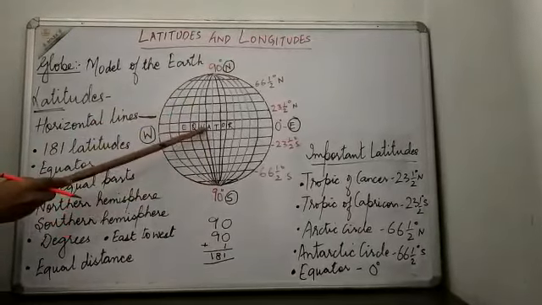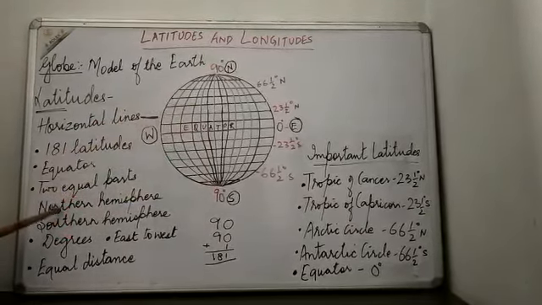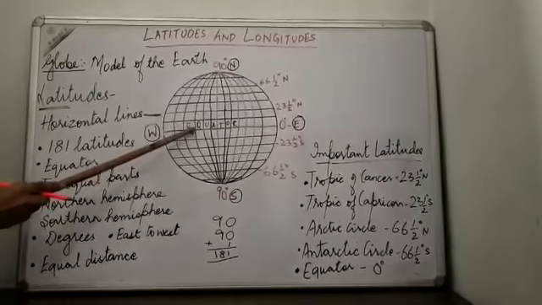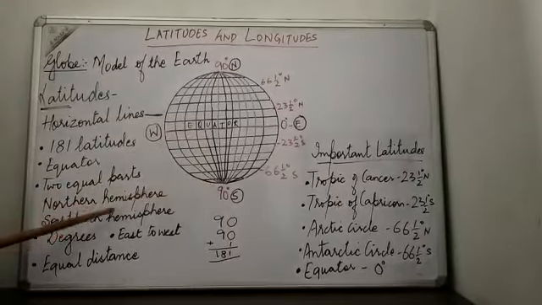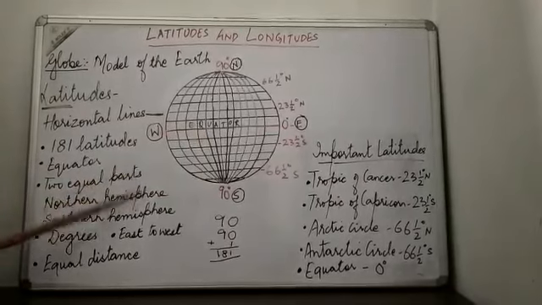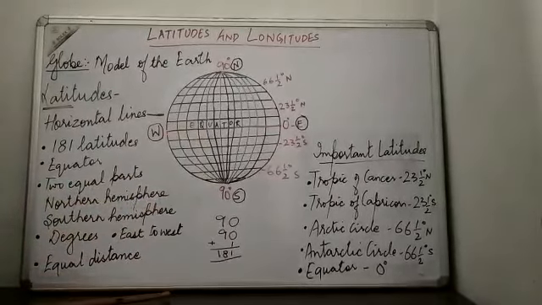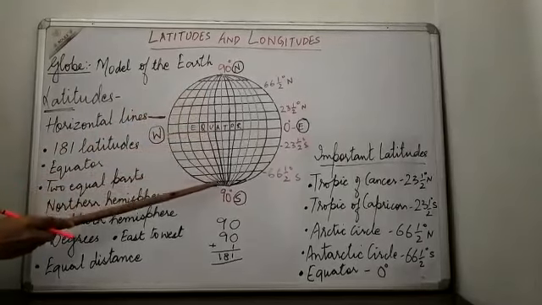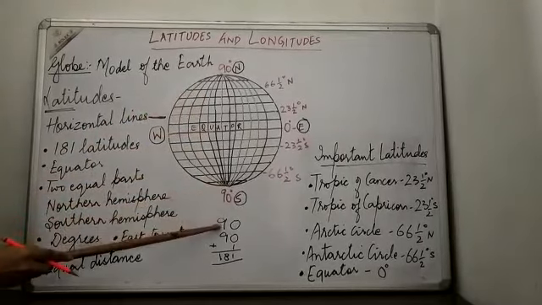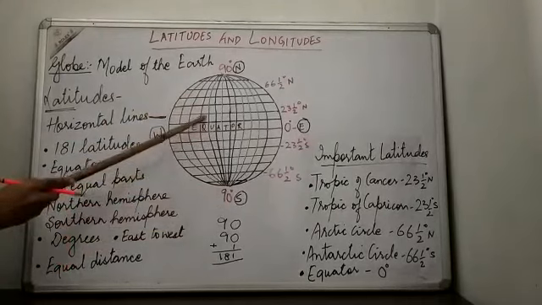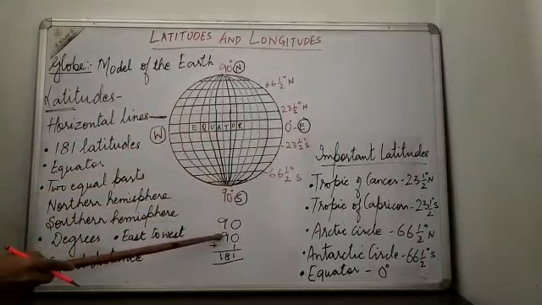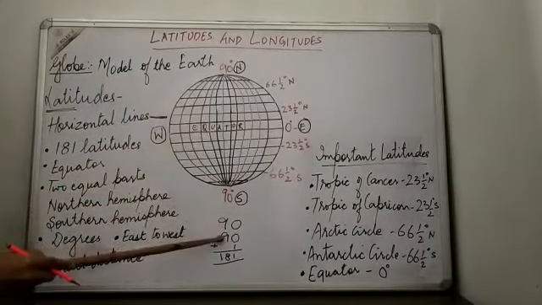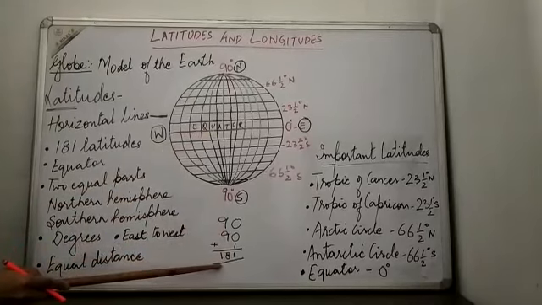The part of the earth above the equator is called the northern hemisphere. The part of the earth below the equator is called the southern hemisphere. And there are the same number of latitudes above the equator and the same number of latitudes below the equator, means 90 latitudes in the north and 90 latitudes in the south, and one is the equator itself, so it makes them 181.